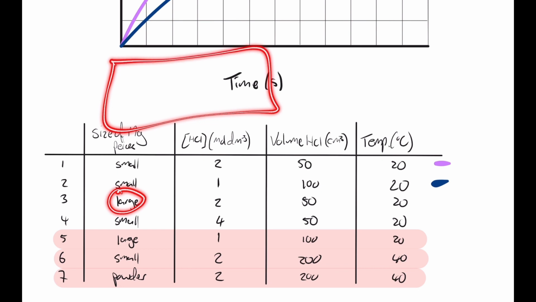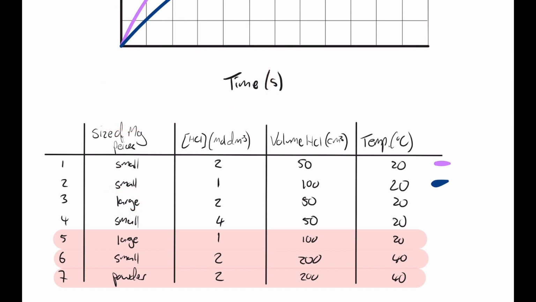So remember, if we've got large pieces, more of our particles are sort of hidden, if you like. So there are going to be less collisions and so slower rates of reaction, right? We're assuming that we've got the same mass here, that's controlled. Now, our concentration is the same as in number 1. Our volume is the same as in number 1. Our temperature is the same as in number 1.